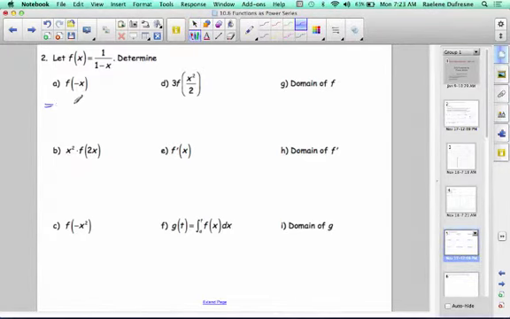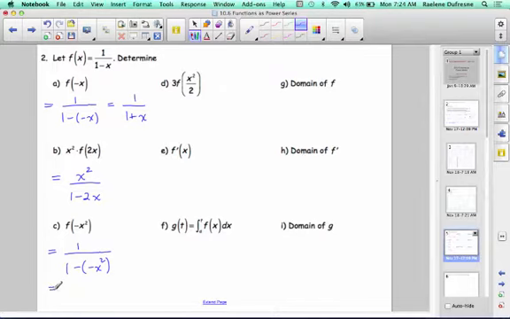If we substitute x with negative x, we get 1 minus negative x in the denominator, which gives us 1 over 1 plus x. In part b, we will have x squared times f of 2x, which will give us x squared over 1 minus 2x. In the denominator, we have 1 over 1 minus negative x squared, which is going to be 1 over 1 plus x squared. In part d, we're going to multiply by 3 and divide by 1 minus x squared over 2.